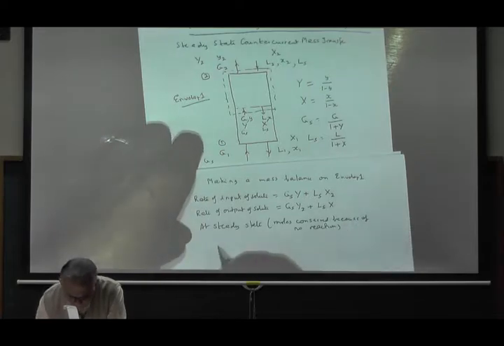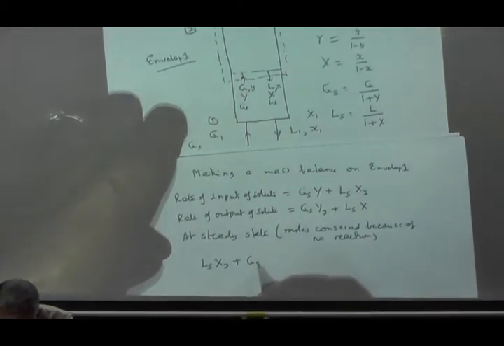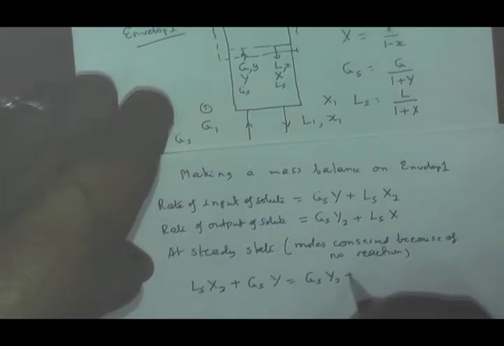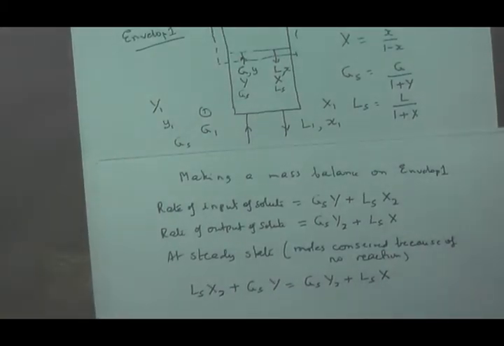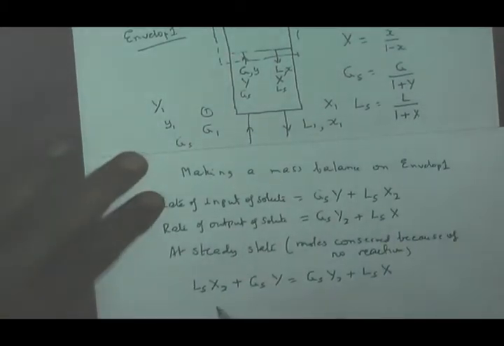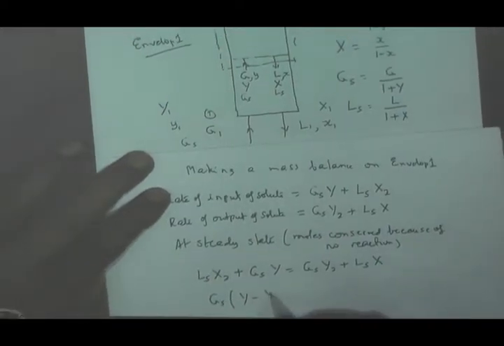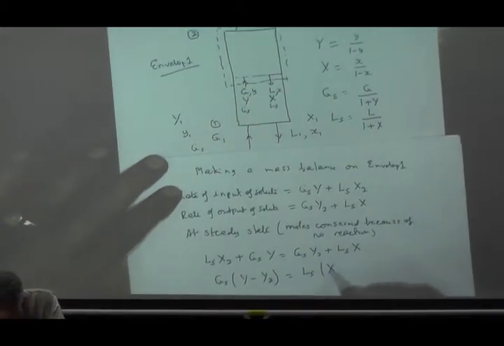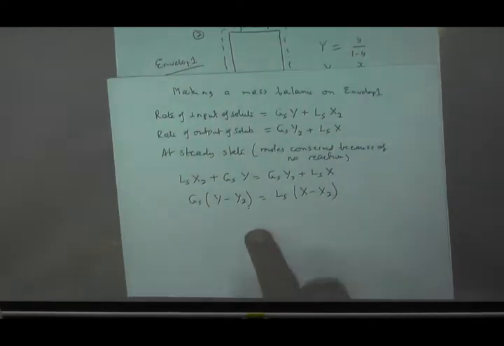So we have LSX2 plus GSY is equal to GSY2 plus LSX. And we can put it in a different form: GS times (y minus y2) is equal to LS times (x minus x2). Again, please make your capital X's and small x's properly. These are all capital X and capital Y.